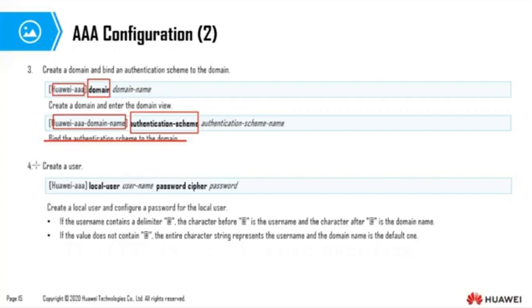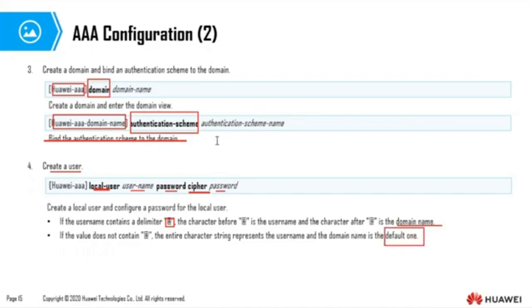Otherwise, once you're done with that, you need to create the user. So the command is local user, then the username, then password cipher, then the password. We've already done this severally. So for example, local user Caris, password cipher, Huawei@123. So if we use the @ delimiter, then we can add them to the domain. If we don't use it, they are going to be added to the default domain.